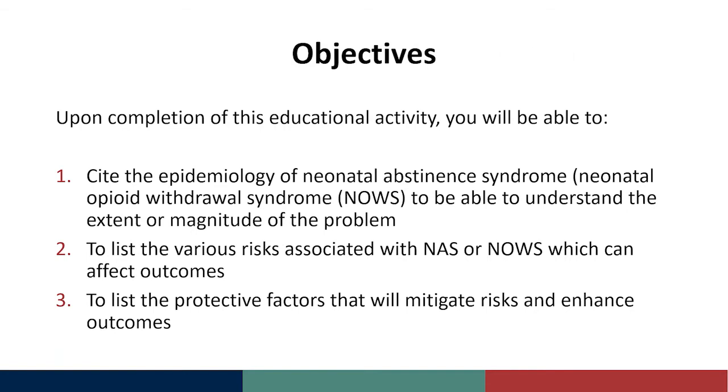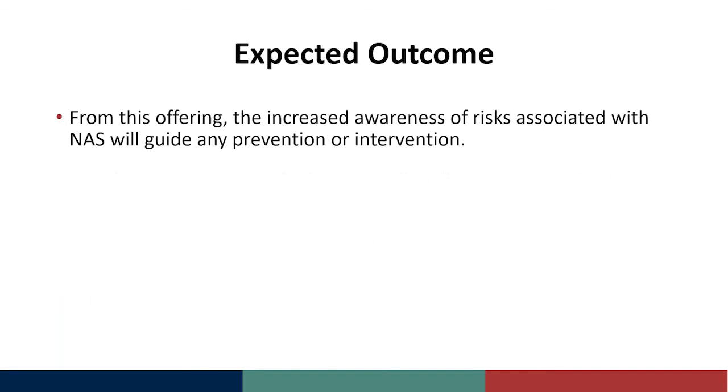Upon completion of this educational activity, you will be able to cite the epidemiology of neonatal abstinence syndrome, currently being called neonatal opioid withdrawal syndrome, or NOWS, to be able to understand the extent or magnitude of the problem, to list the various risks associated with NAS, or NOWS, which can affect outcomes, and to list the protective factors that will mitigate risk and enhance outcome. From this offering, the increased awareness of risks associated with NAS will guide us in any prevention or intervention effort.